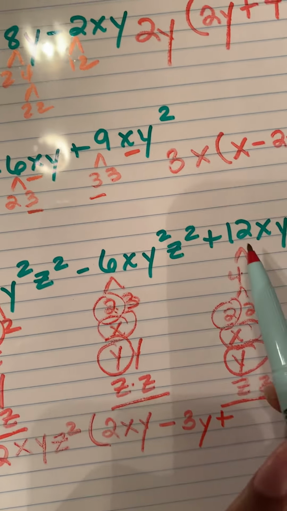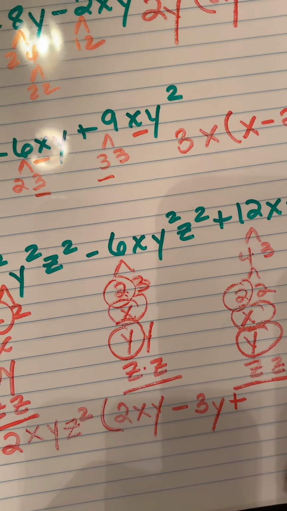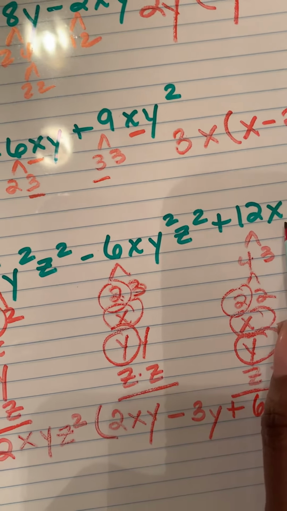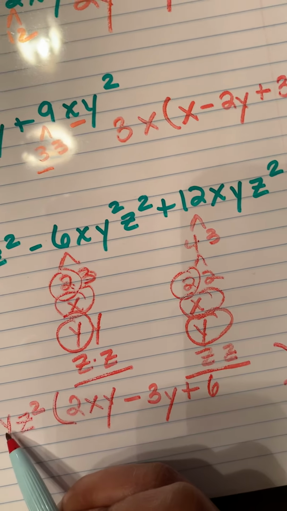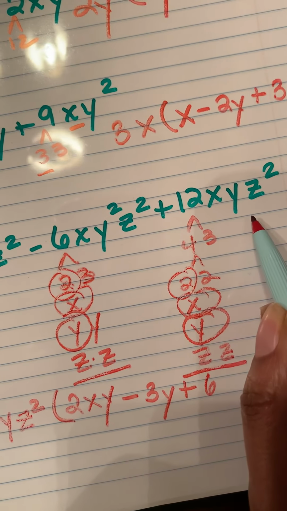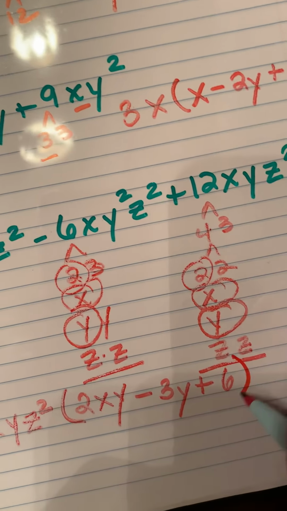All right, good. I need 12. All right, I have 2 so far, so 2 times what to give me 12? 6. I need 1 x. I have 1 x. I need 1 y. I have 1 y. I need 2 z's. I have 2 z's. Close it up, and that's your answer.